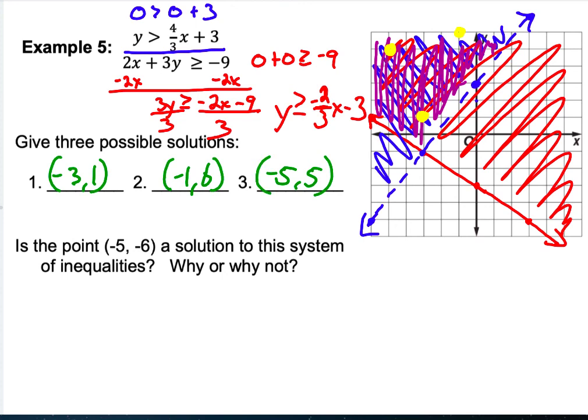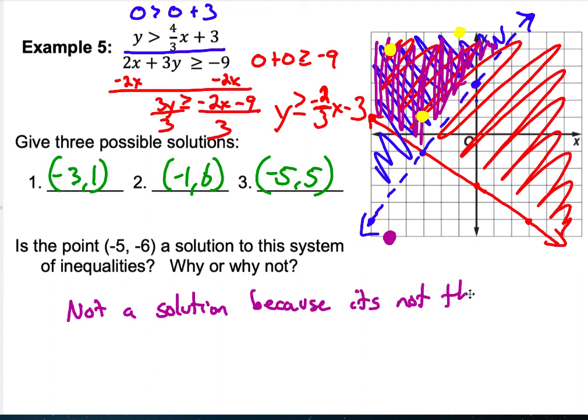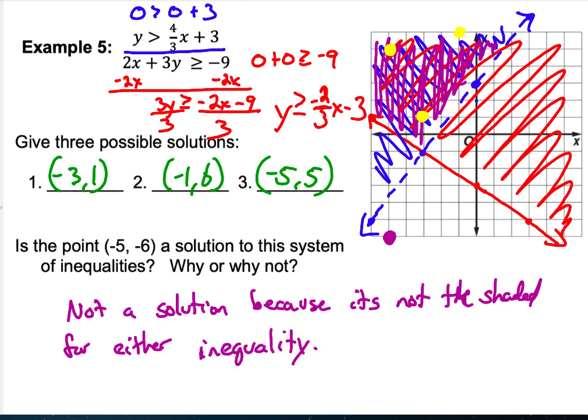And then I want to check the point -5, -6. Well, -5, -6 is going to be this one way down here at the bottom of my graph, that purple point. This one is definitely not a solution, because it's not in the shaded region for either inequality.